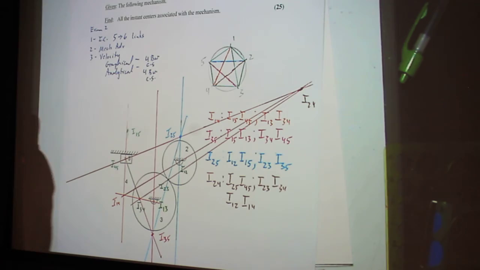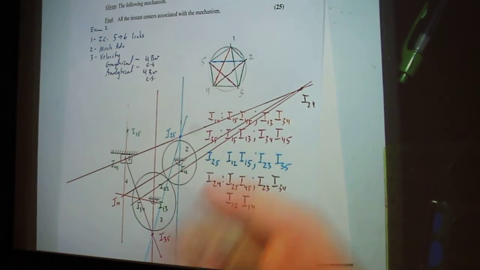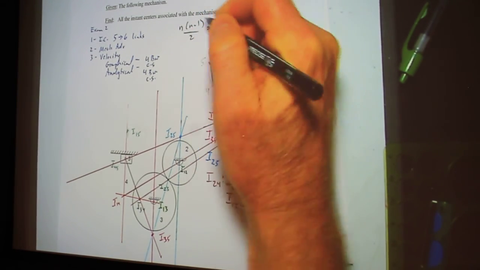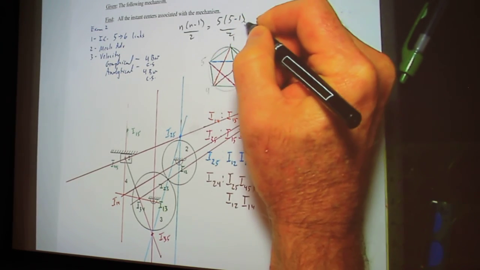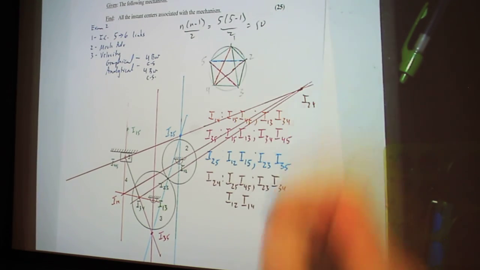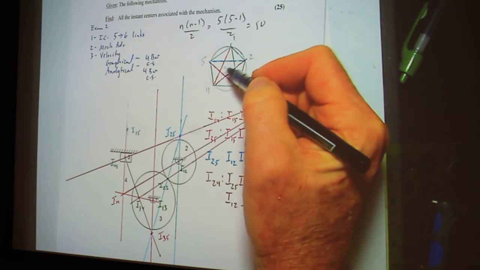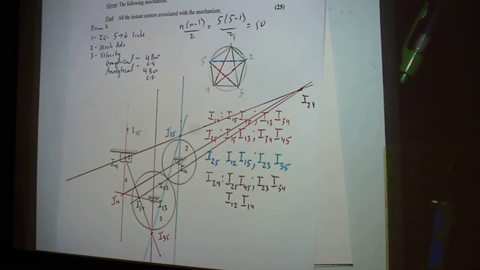The number of ICs is n times n minus 1 divided by 2. Here, 5 times 5 minus 1 divided by 2 equals 10. So I could go 1, 2, 3, 4, 5, 6, 7, 8, 9. I always get stuck on that 8, 9 thing. I don't know what number it is after that.